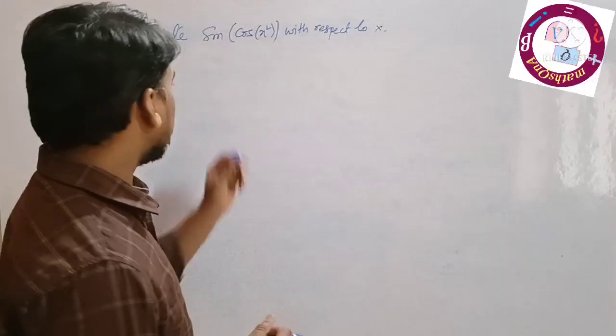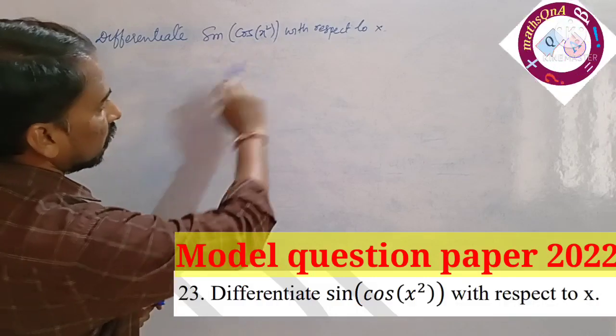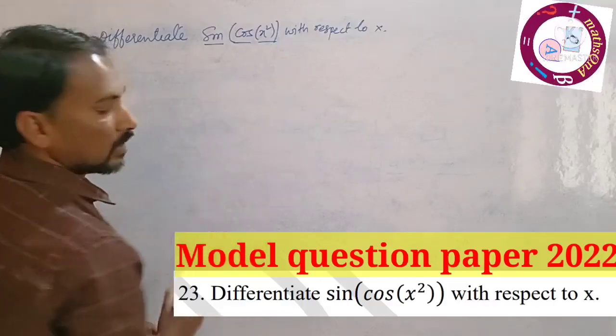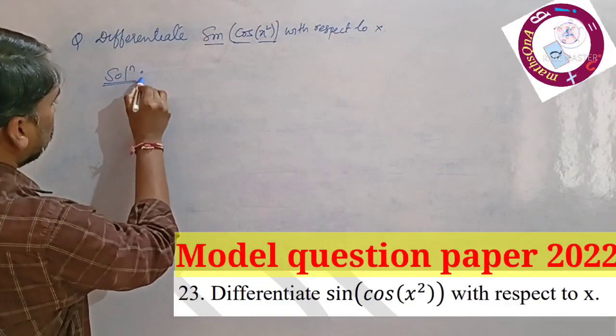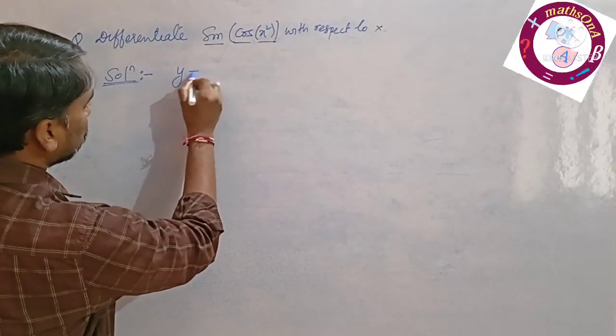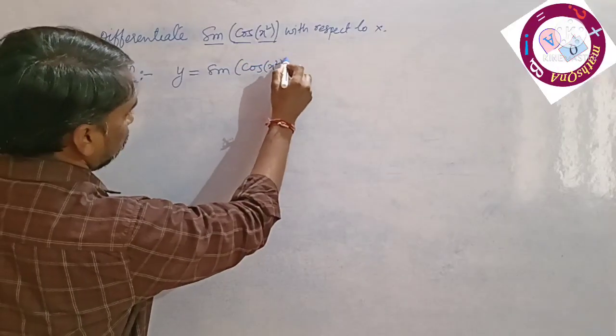Okay, next question is there. Differentiate sine of cos x square with respect to x. Okay, so this is a sine cos x square. Okay, see how to solve this problem. This is a composite function. Okay, so first of all, write the given function: y is equal to sine of cos of x square.